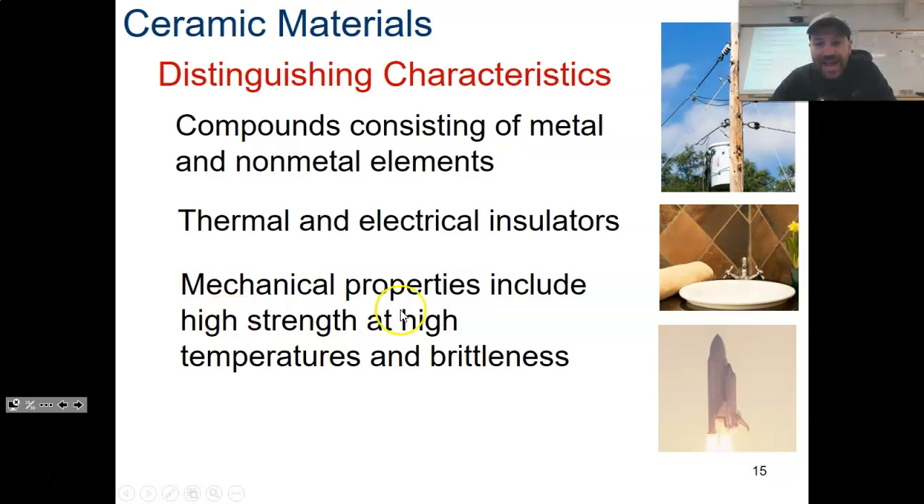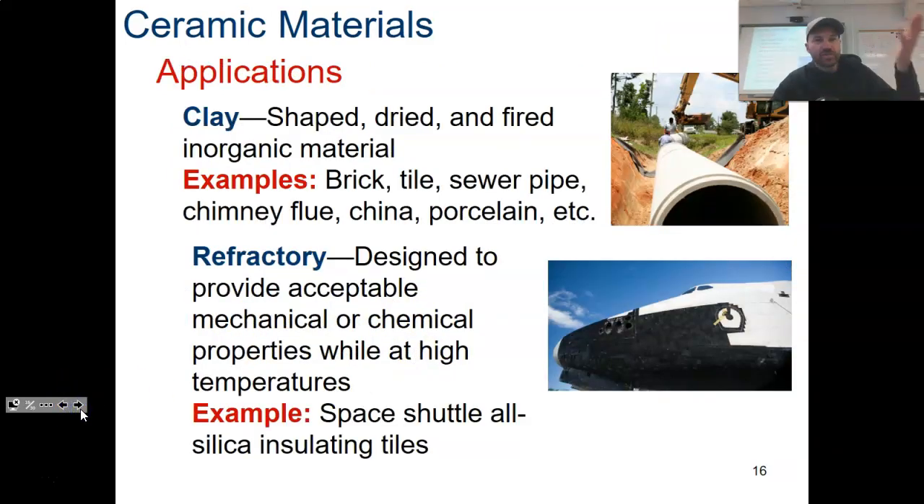Ceramics have high strength at high temperatures, but they're very brittle. You drop a toilet, it's going to shatter and break. Examples: plates, clay, brick, tile, sewer pipes, chimney flues, china, porcelain. These thermal tiles, this is one of those tiles off of that space shuttle that you saw that person grabbing right there. Refractory, high temperature. That's the idea of it giving away heat. It's able to bounce heat off of it.